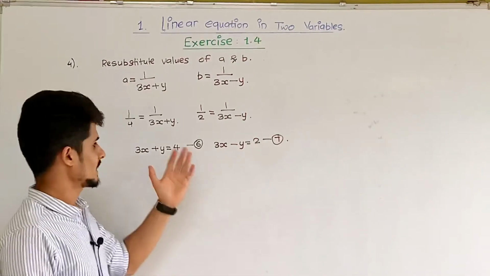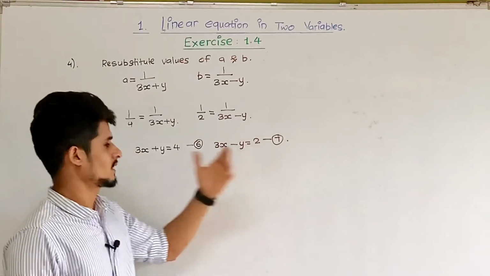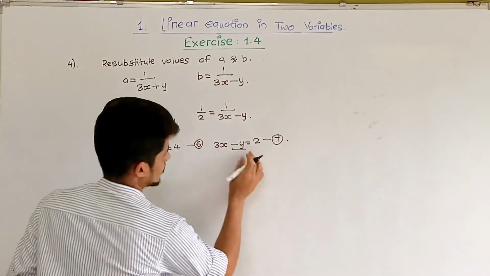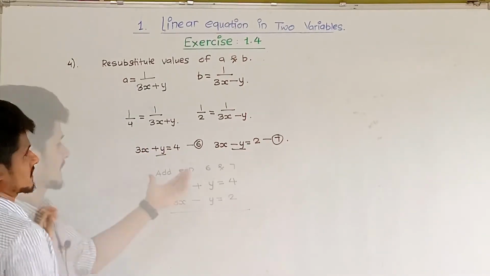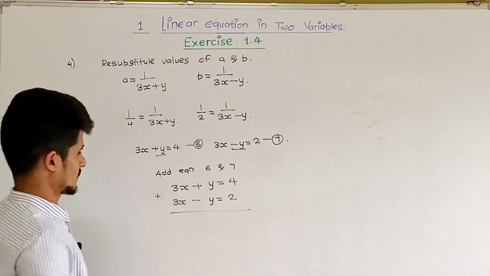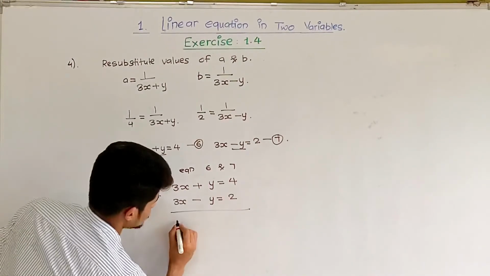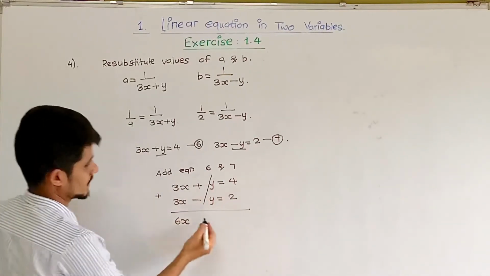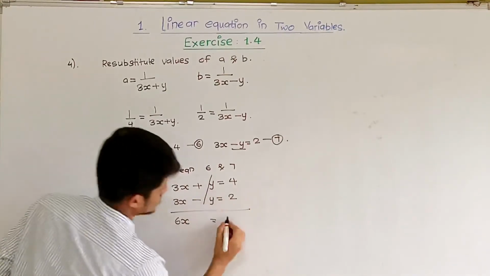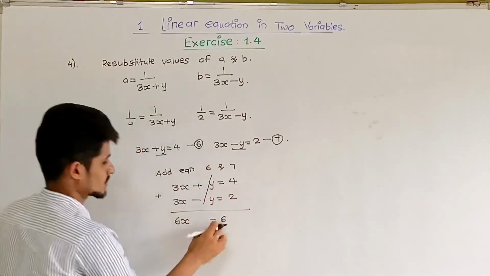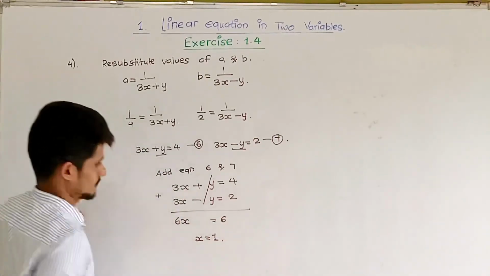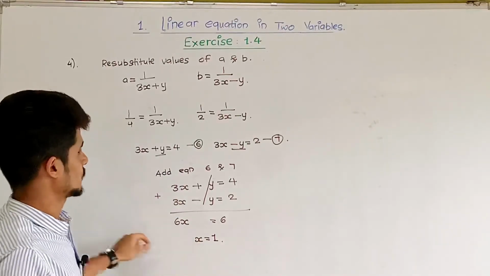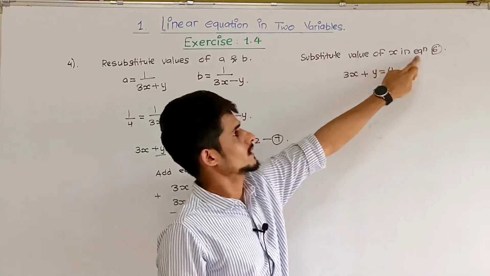So now we'll add equation 6 and equation 7. By adding equation 6 and 7, variable y will be eliminated and we'll find the value of x. 3x plus 3x is 6x, plus y minus y is eliminated, and 4 plus 2 is 6. So x is equal to 6 by 6, that is 1. We'll substitute the value of x in equation 6 and find the value of y.